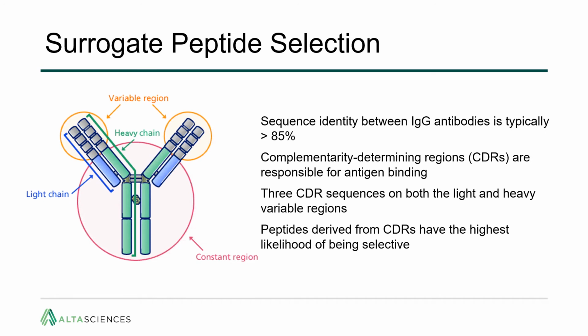A fundamental aspect of mass spectrometry-based quantitation is the selection of a unique surrogate peptide. Antibodies from the IgG family share more than 85% sequence identity, mainly due to the constant regions of their light and heavy chains. Differences in antibody sequences are found in their variable regions, more specifically within the short CDR sequences, which are responsible for antigen binding. Peptides derived from the CDRs have the highest likelihood of being unique and selective to the antibody of interest.